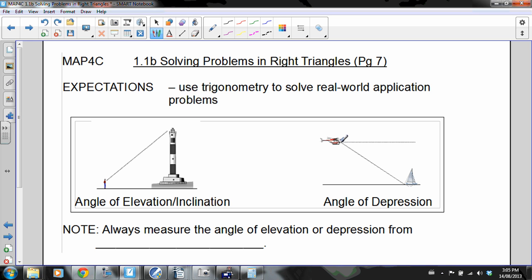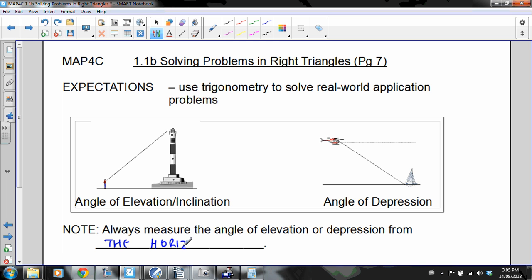Like, where's the angle? Is the angle here or down here or over here? Where's the angle? Well, hopefully we can get that straight. It says always measure the angle of elevation or depression from the horizontal.